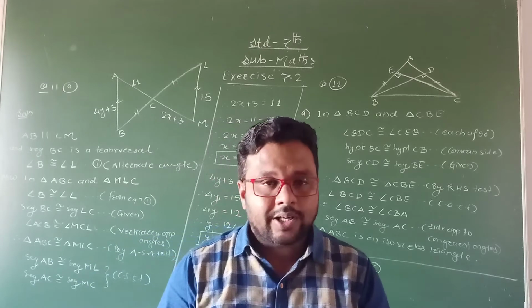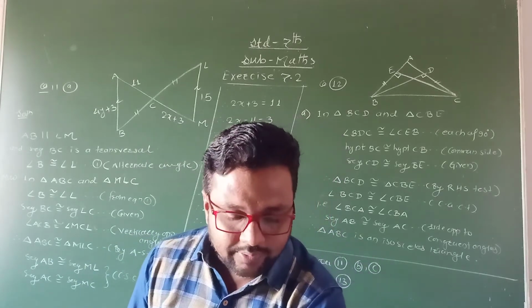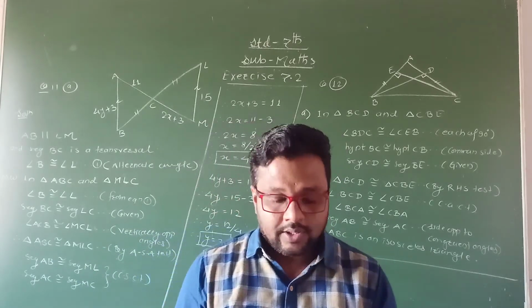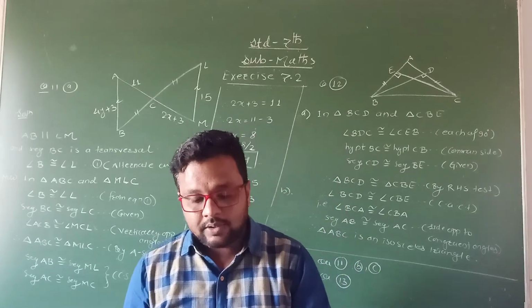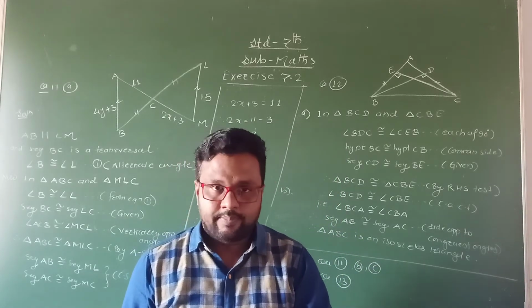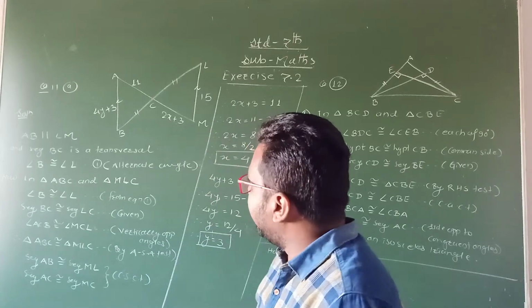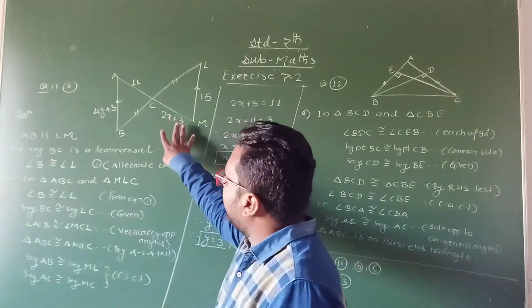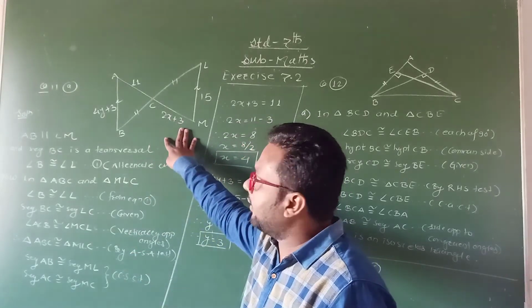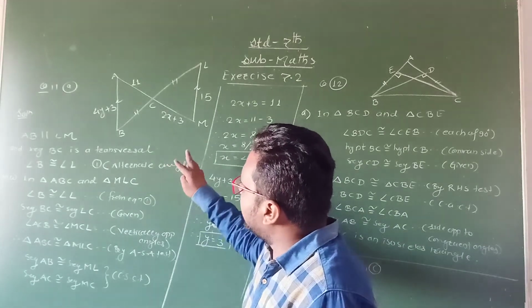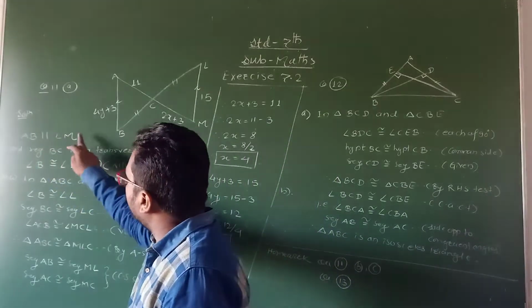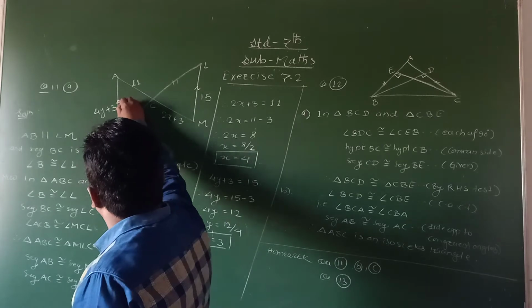Here I take question number 11. In the given figure AB is parallel to LM. Find the value of x and y. Okay, here I take an example. The given figure is like that, and in this figure AB is given parallel to LM. This is the given part.